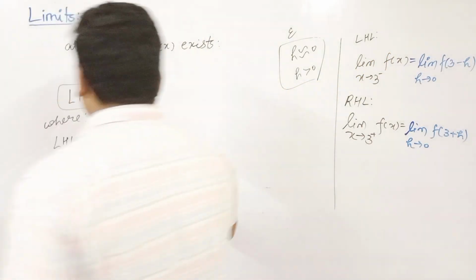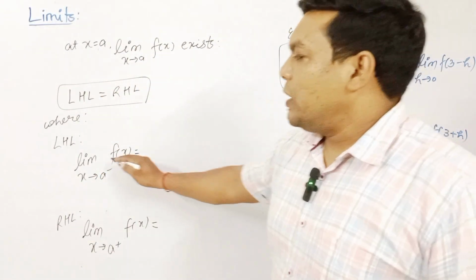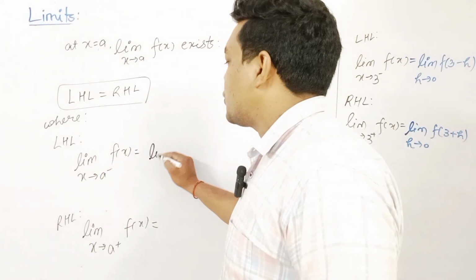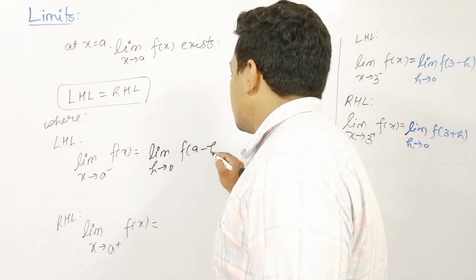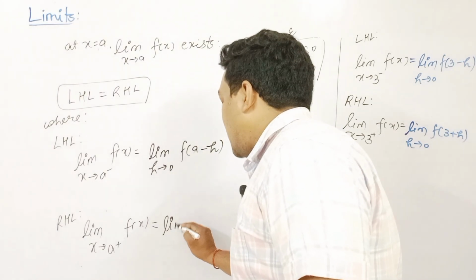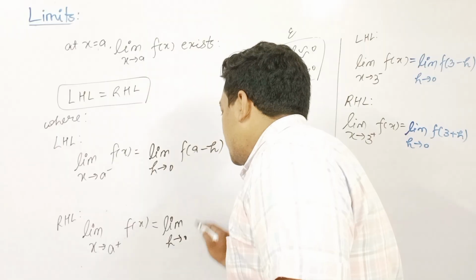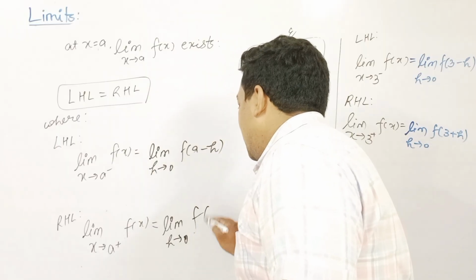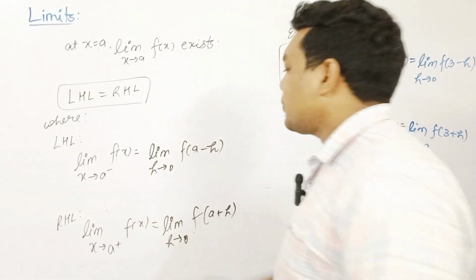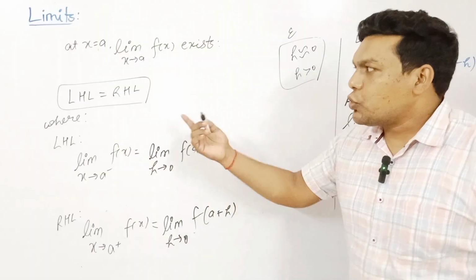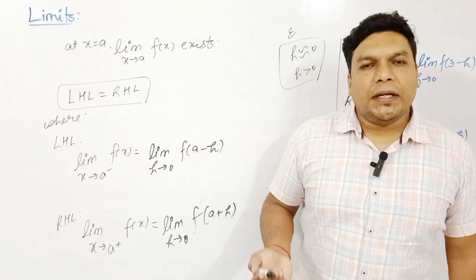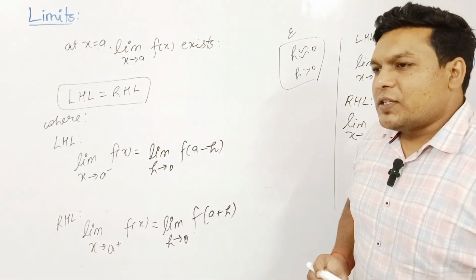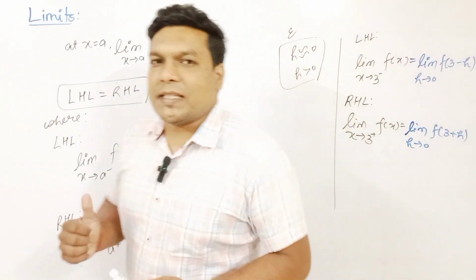So in general, at x equals a, limit x tends to a minus f of x is equal to limit h tends to 0 f of a minus h, and for RHL it is limit h tends to 0 f of a plus h. Okay, so when LHL equals RHL, we say the limit exists. If LHL does not equal RHL, then we say the limit does not exist. Let's understand this by taking an example.